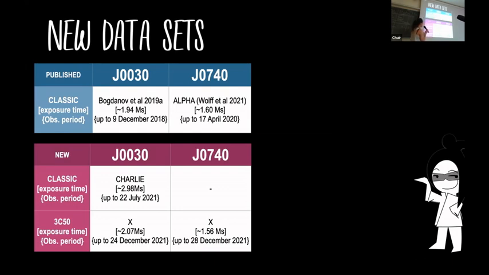And here in purple, I have the table with the new data set we are looking at the moment. For J0030, we have an updated data set built in a similar way compared to what was done previously, where the exposure time has reached 3 megaseconds. That's great. But we also have a new data set for both J0030 and J0740, which is called 3C50. This is made in a different way. There are stronger filters on top, to allow us to have the background more under control. So we are also talking about cleaner data compared to the classic way of producing data sets so far.